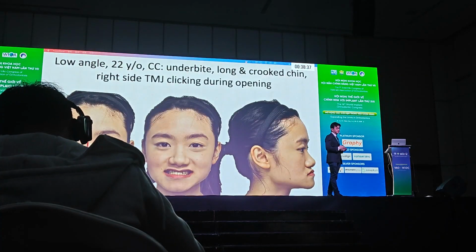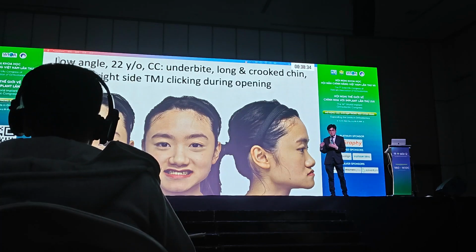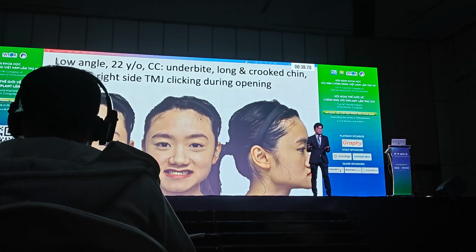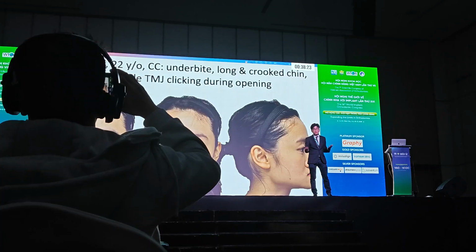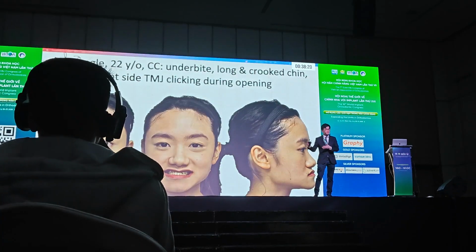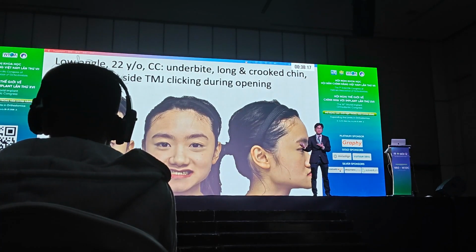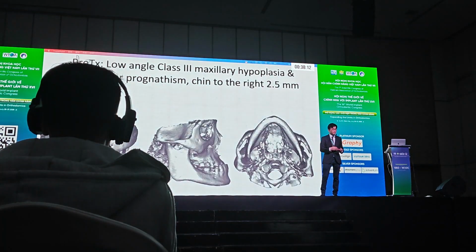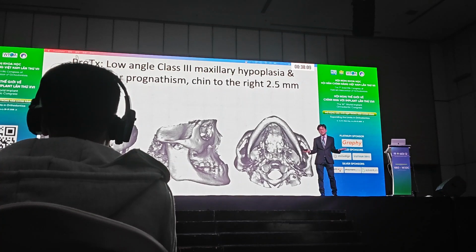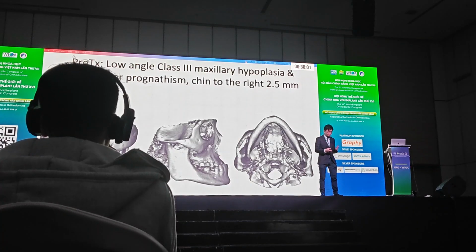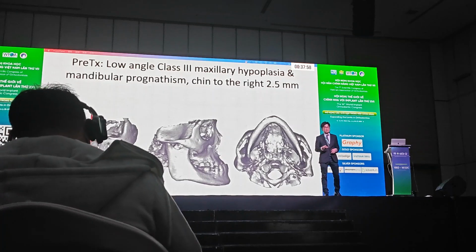So the first example is this very low angle class 3 patient, 22 years old. Her chief complaints were underbite, a long and crooked chin, and right-side joint clicking when she opens. So you can tell not only mandibular prognathism, she also had a chin deviation to her right side. The CT scan, I don't have to explain; that is a very low angle. Maxillary hypoplasia and mandibular prognathism with chin deviation to the right of 2.5 millimeters.